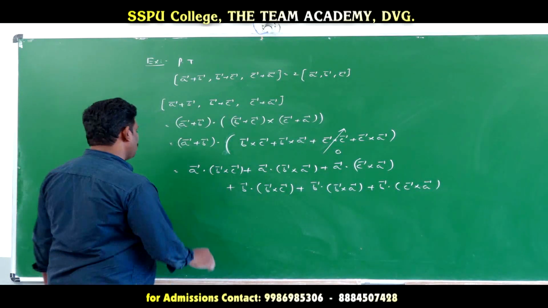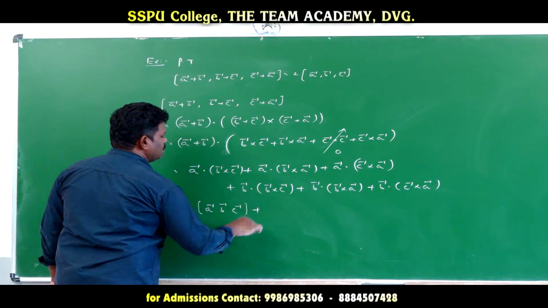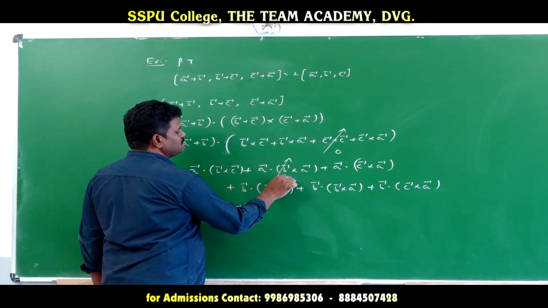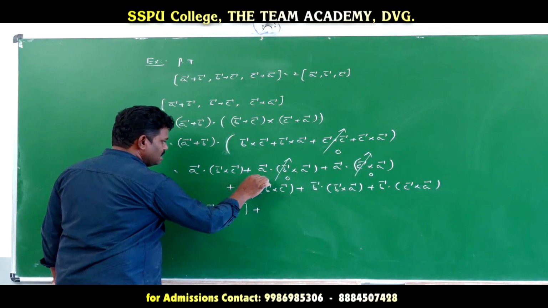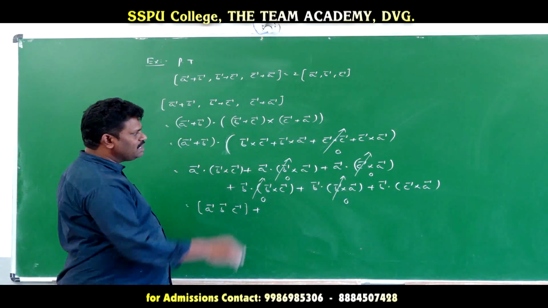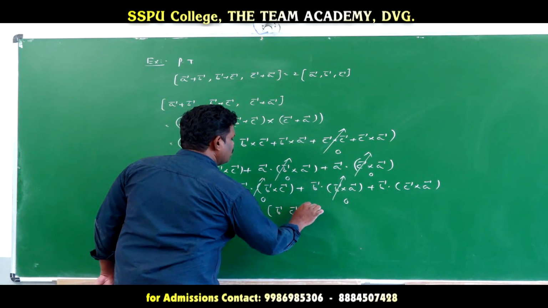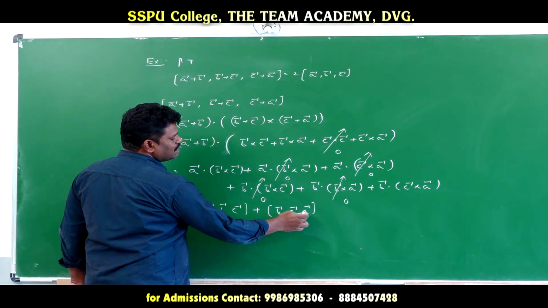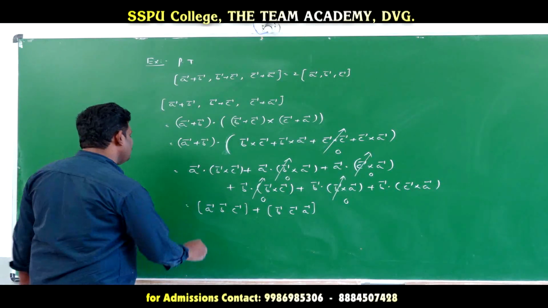Now if you take the box value, we get the box of a bar, b bar, c bar as the first value. Plus, where two same vectors are there, that value is equal to 0. Again here also the same, this value is equal to 0. Again here also the same vectors, this value is equal to 0. And the remaining value is b bar, c bar, a bar. If you interchange two times, the value becomes positive again.